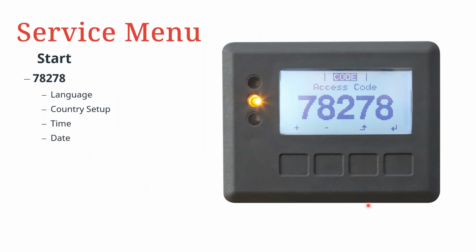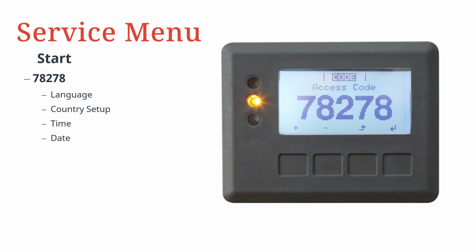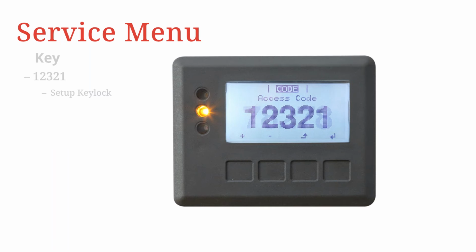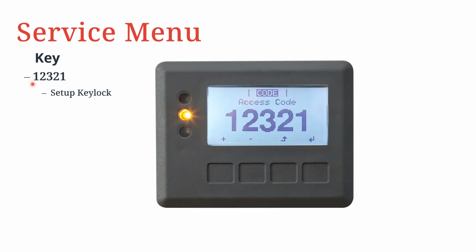For the service menu, I'm just going to give you a brief description of what you can access with these respective codes. For the start keyword, you can use it to access the language menu, country setup, time and date. This is basically the only difference from the description I explained in the previous slide. This is simple and straightforward, but probably that's why we didn't include it in our plans for the error code decoding.